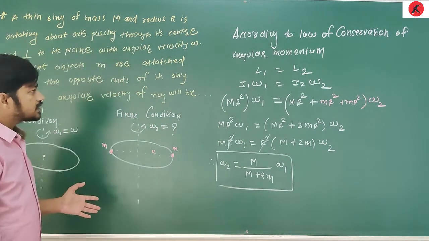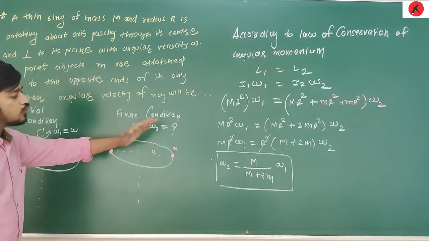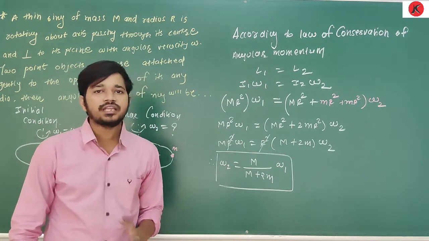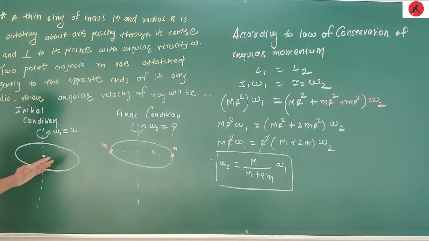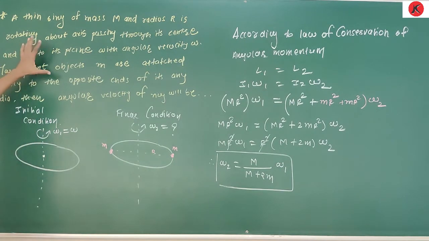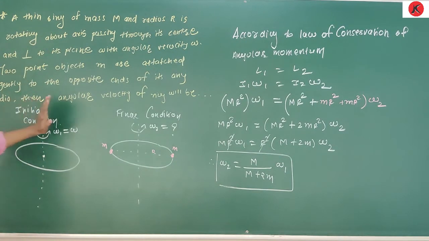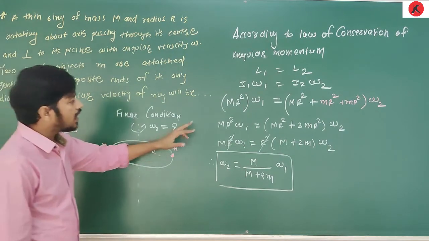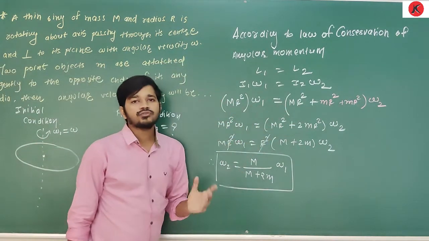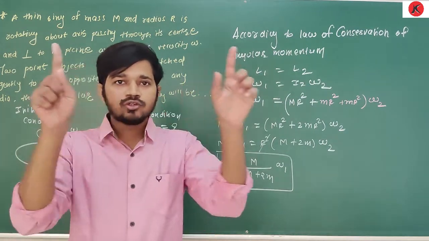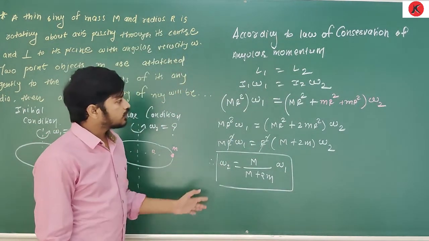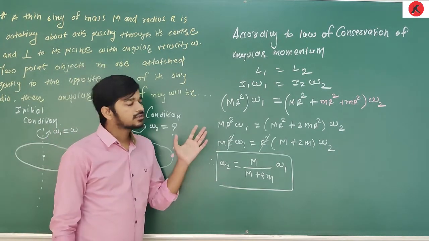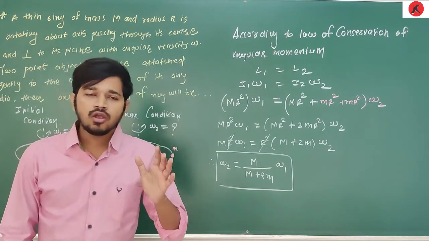Clear? So this is the question of how to find angular speed. You have to first of all draw figures. If you can understand the data, what is the initial condition, what is the final condition, then you can easily say how to write the equation of moment of inertia, about which axis. You know the table for moment of inertia. So it is one question which is based on conservation of angular momentum.